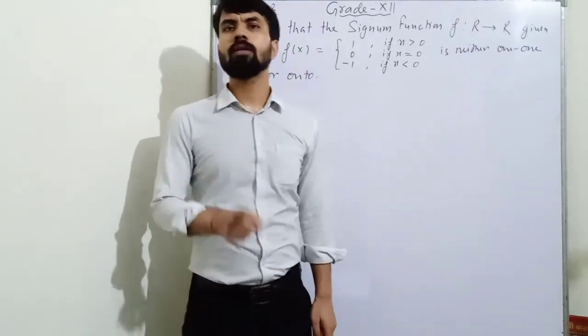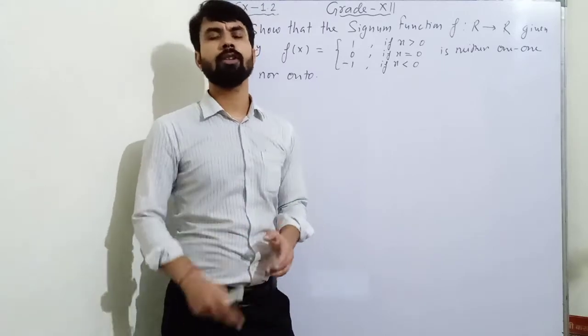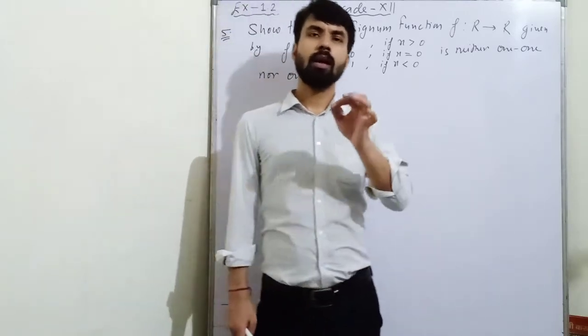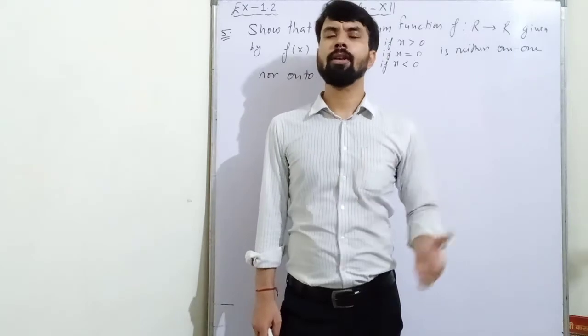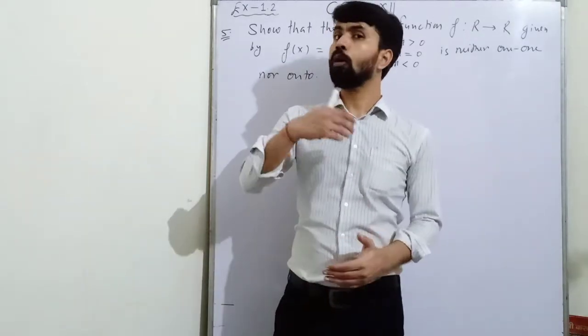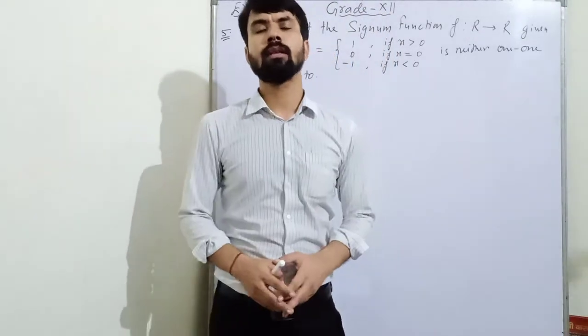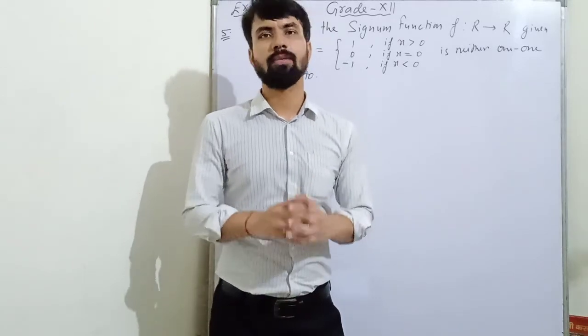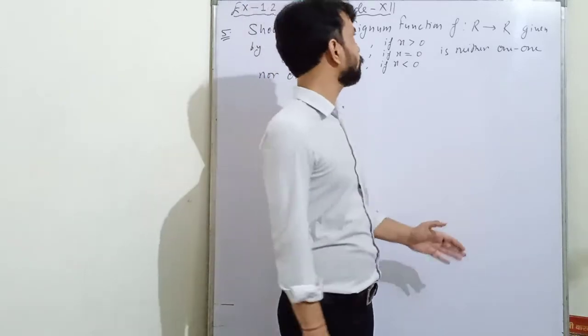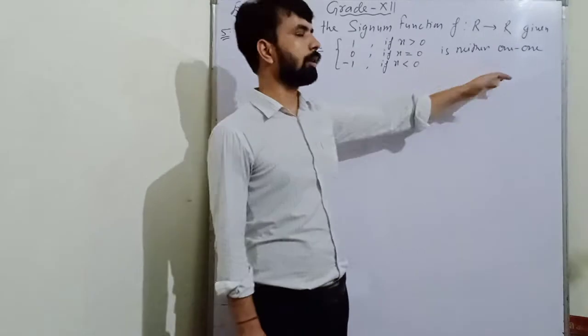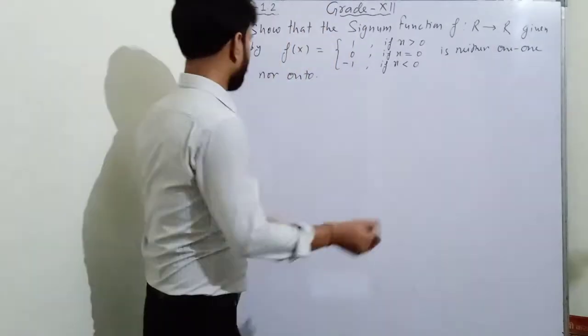For all positive real numbers, the value of the function will be 1. For 0, the value of the function is 0. Or for all negative real numbers, the value of this function is minus 1. Clear? So we will have to show that this function is neither one-one nor onto. So how?